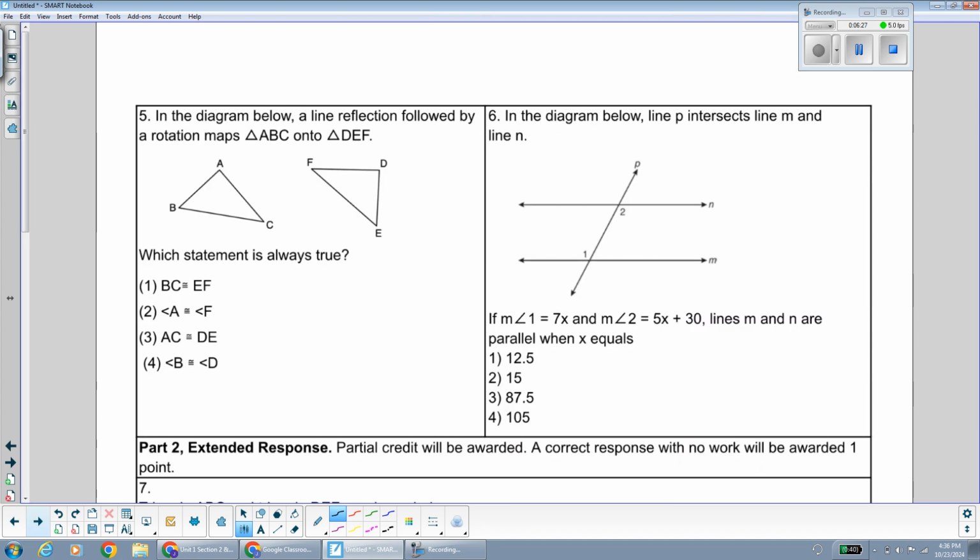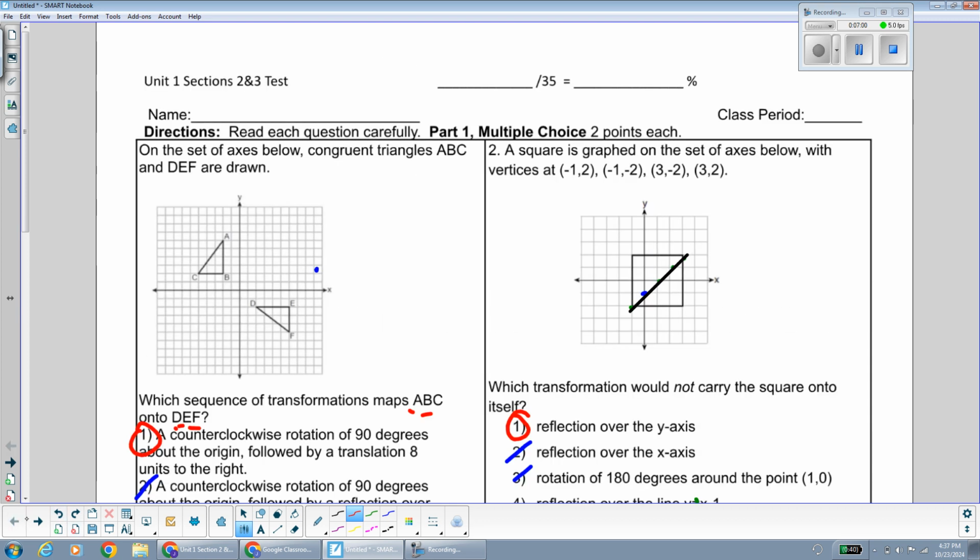Okay. Which one is always true? So a reflection and a rotation are both what we call rigid transformations. And a rigid transformation makes congruent figures. So basically, we're looking for which statement is true. So BC is congruent to EF. Those do correspond. Second and third letter, second and third letter. So that is true. They will be the same because they correspond.